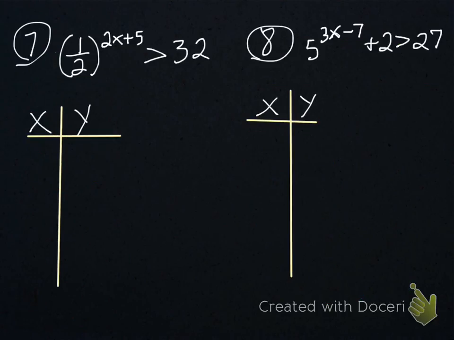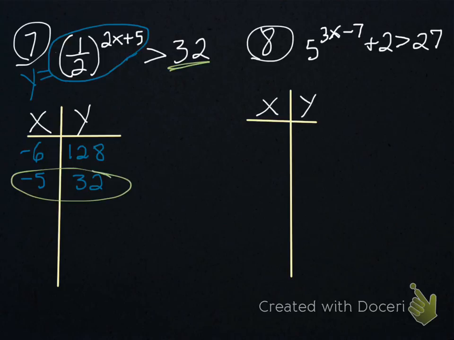Number 7, 1/2 to the 2x plus 5 power. That's what I'm putting into y equals. Now let's look at the table. What are we looking for in the table? 32. So in my table, wow, I need to go to the negatives. At -6, I have 128. -5, well, there's my 32. Make sure you got a note on that. -4 is 8. -3 is 2.